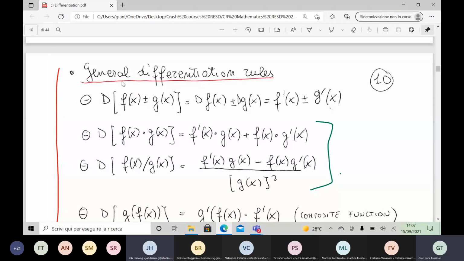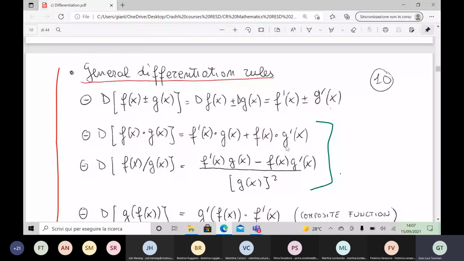The rule of differentiation is the following. The derivative of a product of two functions, f of x and g of x. The product rule tells you that you have first to derive f, so f prime of x, times the second function as it is, g of x, plus the first function as it is, times the derivative of the second function, g prime of x. So this is the general differentiation rule of the product. So this is the formula to compute the derivative of a product.